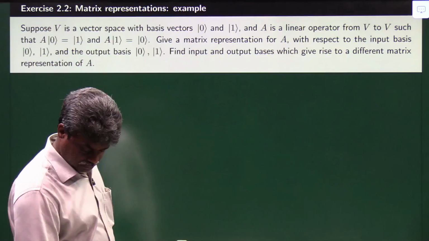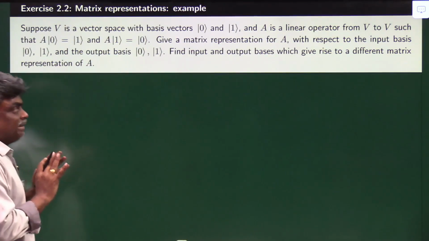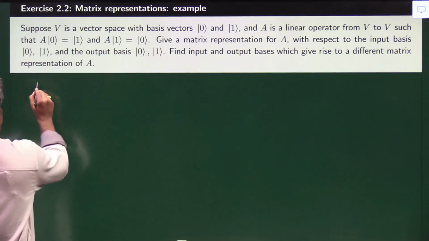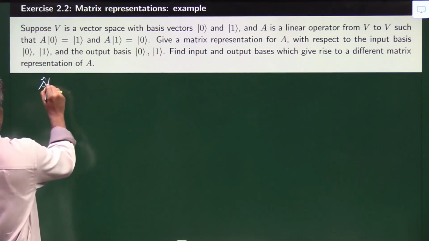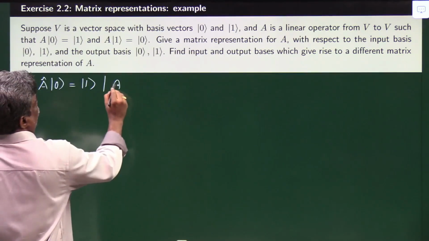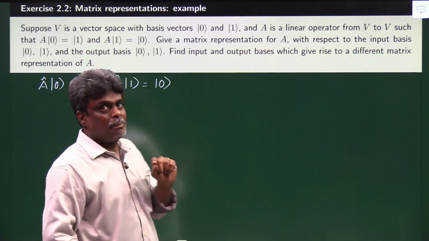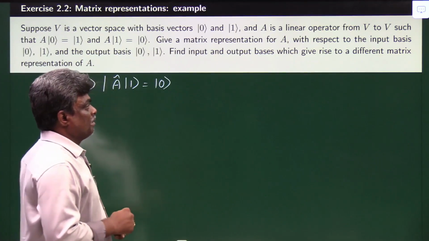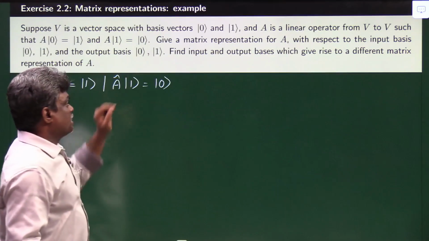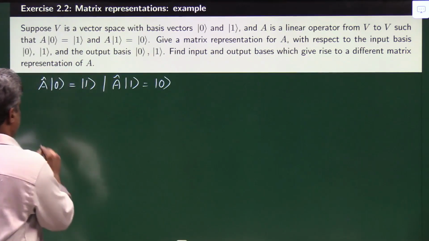So this is our next question. Here they defined one linear operator A like this. A operates on ket 0, computational basis, gives 1, and A operates on 1, we get ket 0. First they are asking for the matrix representation of A, but see here, they are saying input basis and output basis are the same. That means we have to take the computational basis as input and output basis.